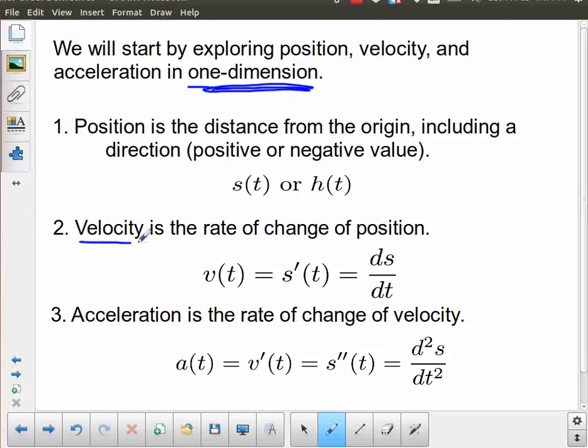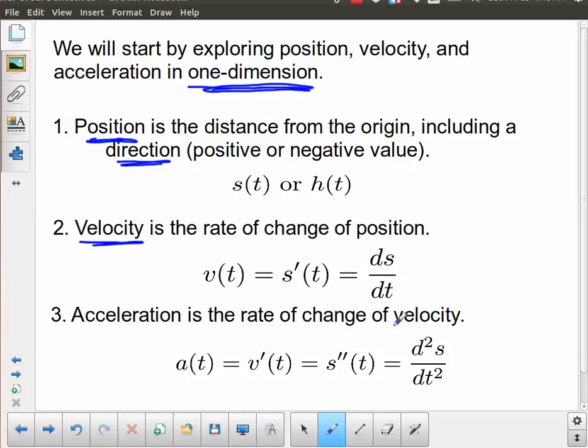Now this word velocity, this word position, all of these have the idea of direction built into them. Now, we're going to talk about direction only in terms of positive and negative values. So for those of you with a physics background, you're going to find this a little on the lighter side in some respects, but the introduction of calculus will be new regardless. So velocity is the rate of change of position. So if position is s of t, then velocity is s prime of t, or ds by dt.